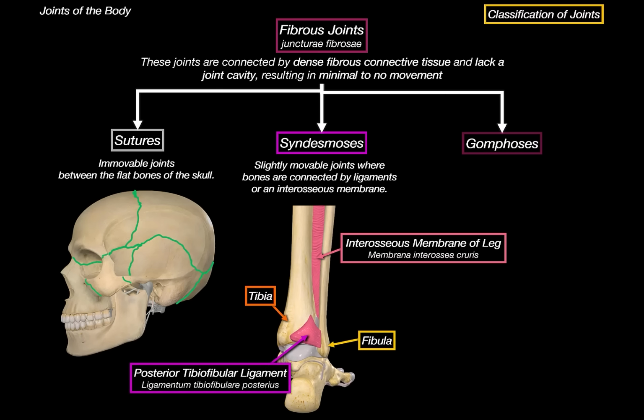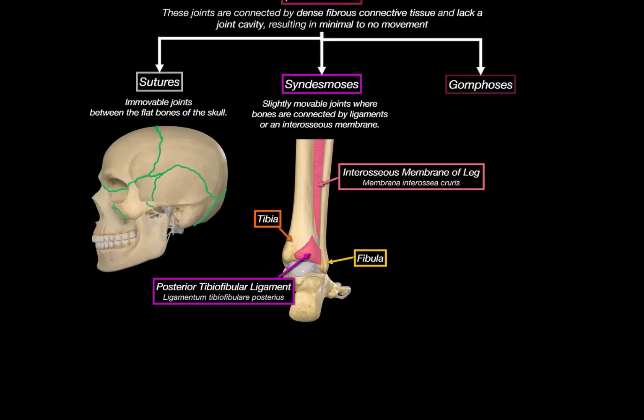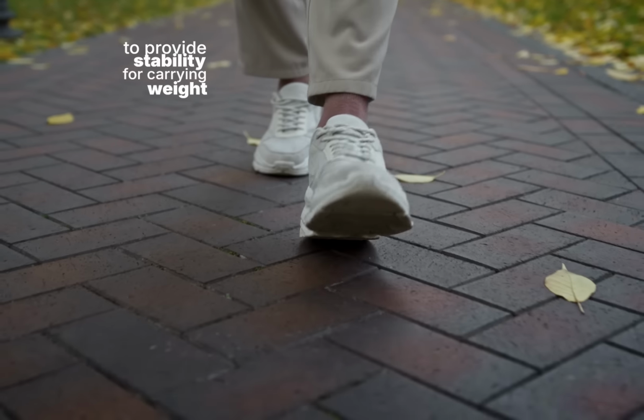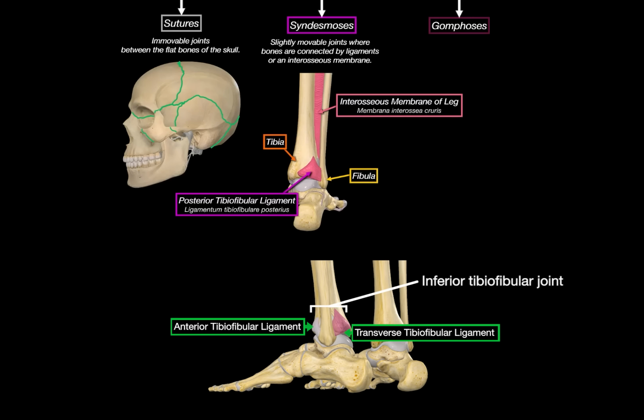Another example is the distal tibiofibular joint. Here we see the posterior tibial ligament, which is one of the three ligaments of the inferior tibiofibular joints, the others being the anterior tibiofibular and the transverse tibiofibular ligaments. And it kind of makes sense. Why do we not want them completely fixed like in our skull? Well, think about it. The tibia and fibula need to stay firmly connected to provide stability for carrying weight. And they need a little bit of movement to accommodate motion at the ankle joints.